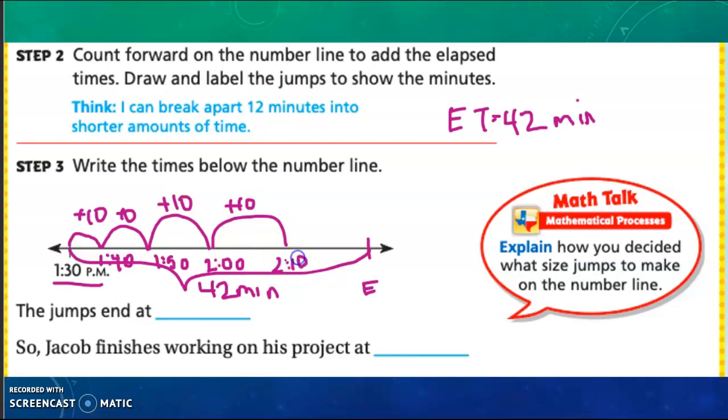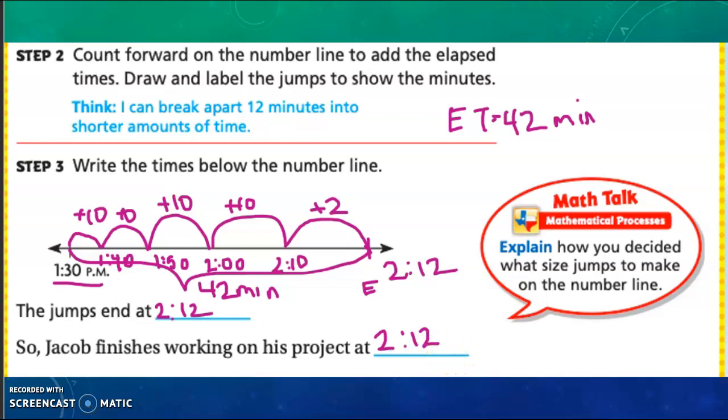My time is going to be 2:10. Now, again, remember, I have to make sure that the time that I'm adding has to equal my elapsed time. So if I count 10, 20, 30, 40, I have 40 minutes. So if I were to count another group of 10, I would go over my time. So here I have to go to something smaller. So if I have 40 to get to 42, all I have to do is add 2 more minutes. So if I add 2 minutes to 2:10, my end time will be at 2:12. So the jumps end at 2:12. So Jacob finishes working on his project at 2:12.